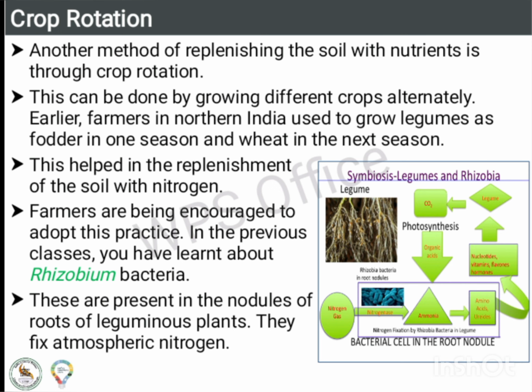In the previous classes, we have learnt about rhizobium bacteria. These are present in the nodules of roots of leguminous plants. They fix atmospheric nitrogen.